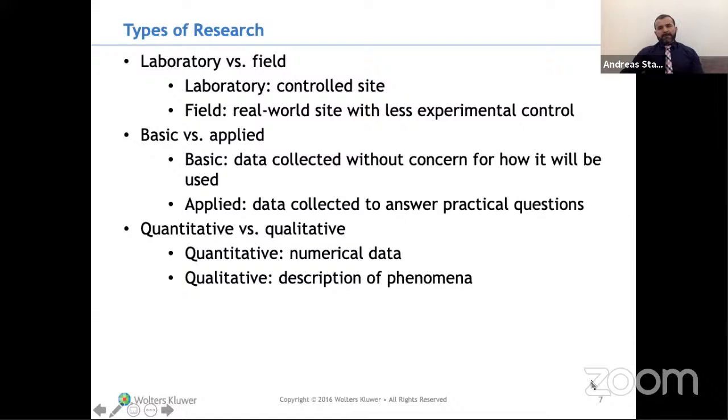So again, basic can really answer more general questions. And then applied, you take that theory and you apply it in more specific settings. Okay, that's a very simplistic way to explain it, but we'll go back to this.